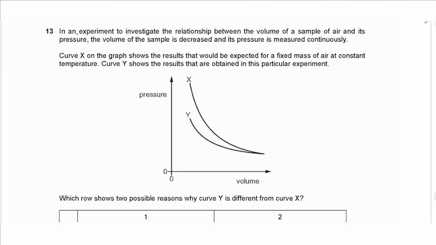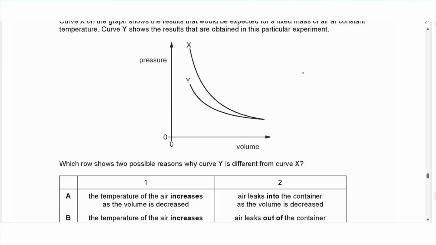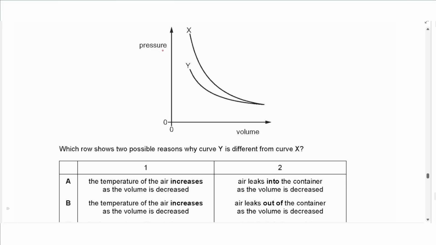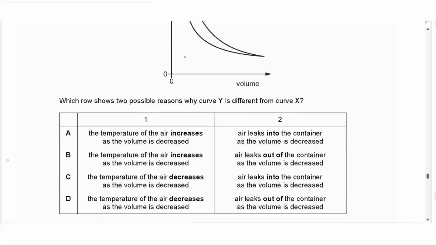Question 13 says, in an experiment to investigate the relationship between the volume of a sample of air and its pressure, the volume of the sample is decreased and its pressure is measured continuously. Curve X on the graph shows the results that would be expected for a fixed mass of air at constant temperature. Curve Y shows the results that are obtained in this particular experiment, which means something went wrong in the experiment or there was an error in the experiment. So from X to Y, the pressure actually decreased. So we are looking for reasons for the decrease in pressure.